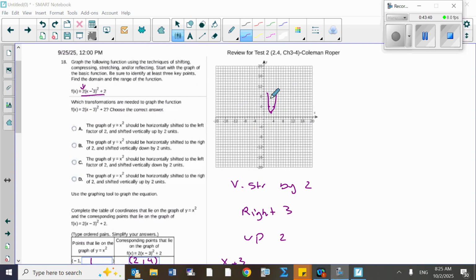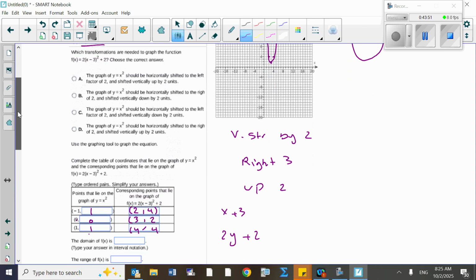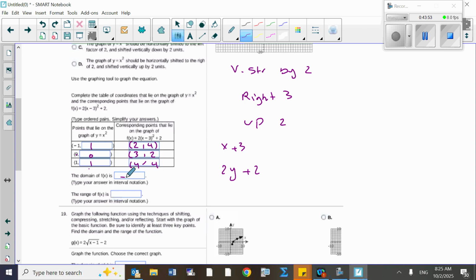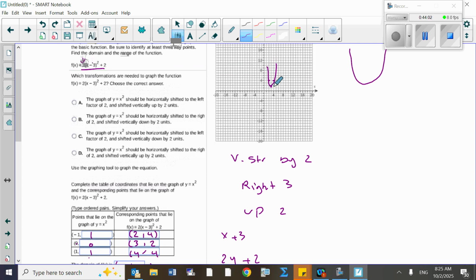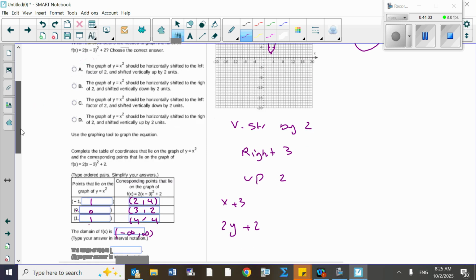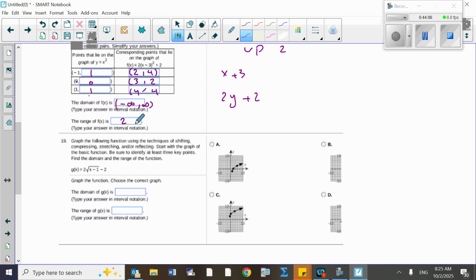Okay, so this is my graph. These three are the points that we had here, and we follow the general form of a quadratic function, which is a parabola. What is the domain of the function? It's negative infinity to infinity. But what is the range of this function? We see that from bottom to top, we start from the y value, which is 2. So the range will be 2 to infinity, and we put a bracket here.